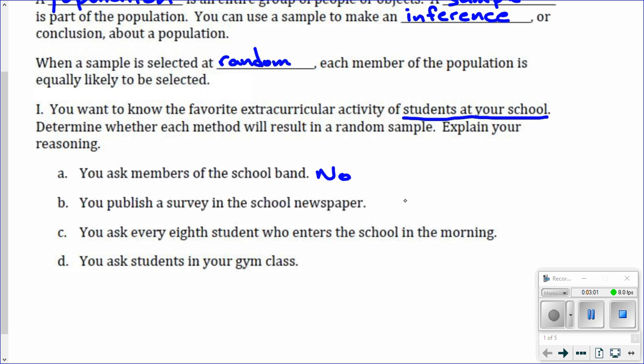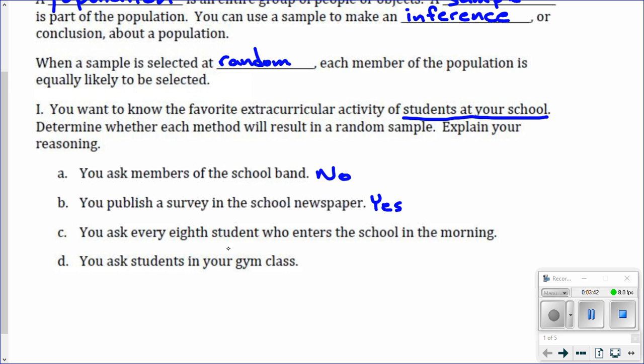So everyone has access to the school newspaper, right? Maybe everyone doesn't read the school newspaper, right? That would kind of lead you towards no, it's not random. But the thing is, as long as everyone has an opportunity to read the school newspaper and answer the survey, then it is a random sample because you're not excluding anyone. This is assuming everyone has access to the school newspaper. Now, let's say the school newspaper costs money and some people couldn't afford it. Well, then it would not be random. But I'm going to assume the school newspaper is free and everyone has the opportunity to access it.